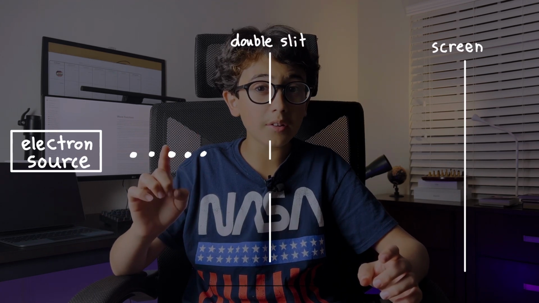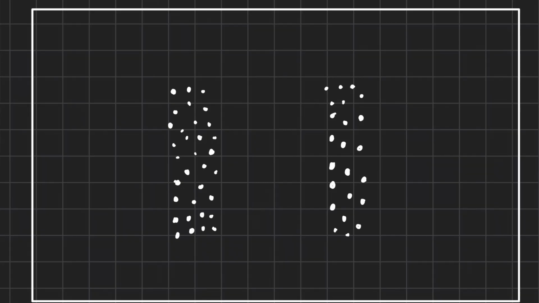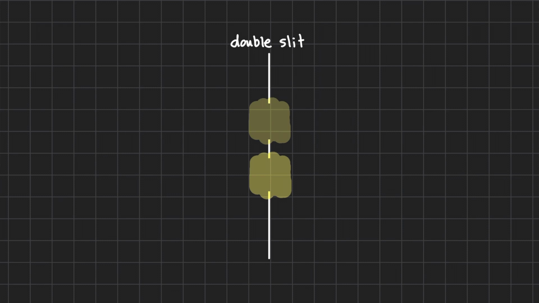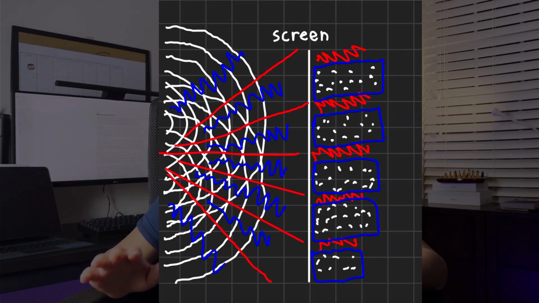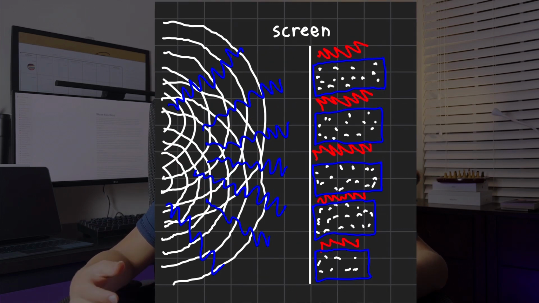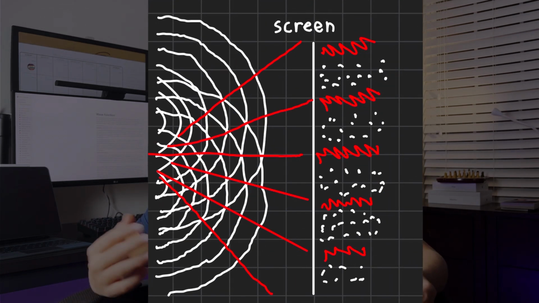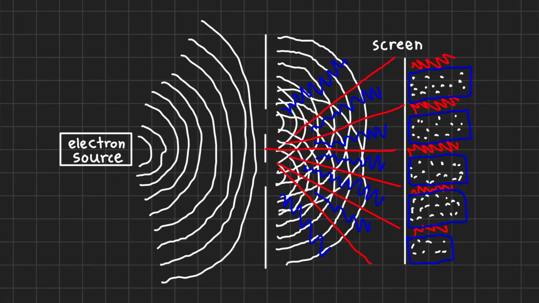But what you find is not what you'd expect. You would expect to find two bands of electrons corresponding to the two slits in the screen, but that's not what we find. Instead, we find what we call an interference pattern. An interference pattern is typically created when two waves interfere with each other. Some parts add up, while other parts cancel out. You can also create the interference pattern by running a wave through the double slit experiment. The two slits create two waves, and those two waves interfere to create the interference pattern.